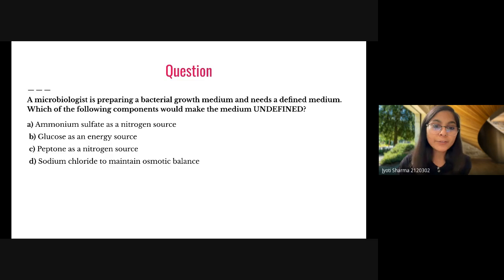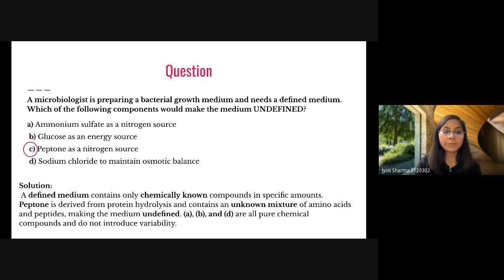So, which component would make the medium undefined but not the defined one? So, what is the right answer for this? Yes, Gyanendra, C is the right answer. So, peptone as the nutrient medium.